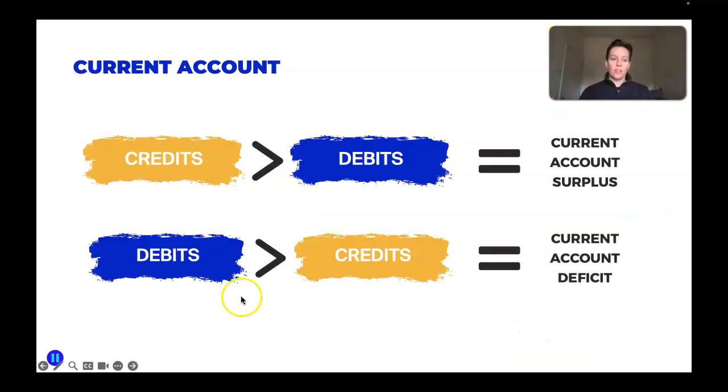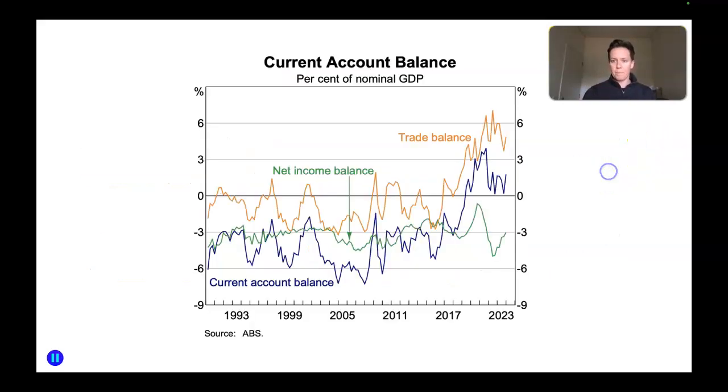The flip side of that is obviously a current account deficit. Deficit meaning that we've got a negative balance, and that occurs where debits, money going out, exceeds credits, money coming in. So they're the two possible outcomes. You can also have what's called a balanced current account, and that's where credits are equal to debits, but these are extremely rare. These are more the ones we tend to speak to, okay?